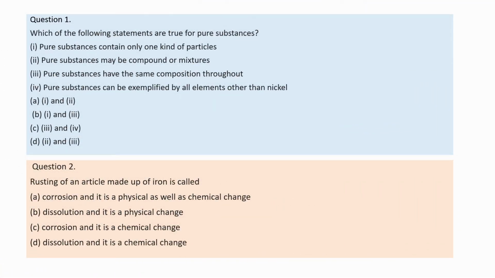Our first question is, which of the following statements are true for pure substances? So here we are looking for the characteristic property of pure substance. Now the sentences are, pure substances contain only one kind of particles. Yes, this is true. Second, pure substances may be compound or mixture.